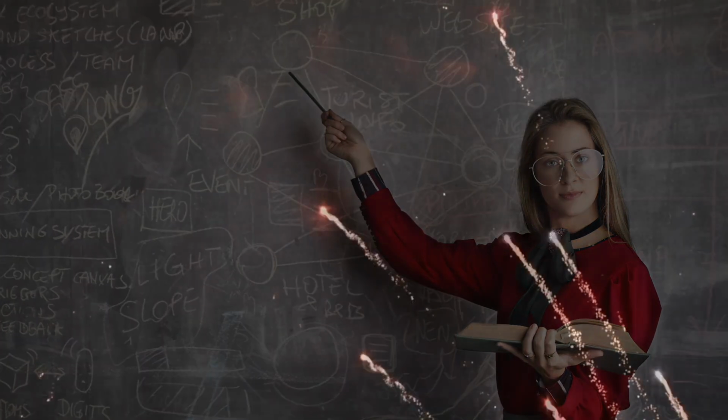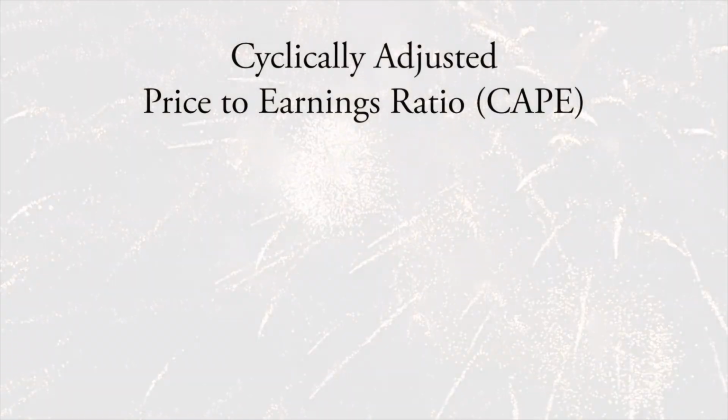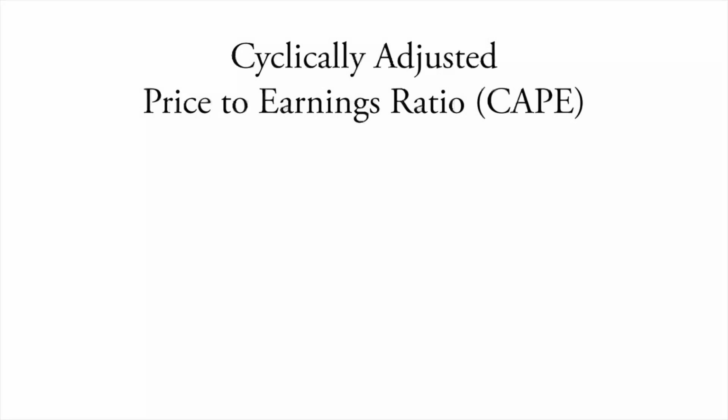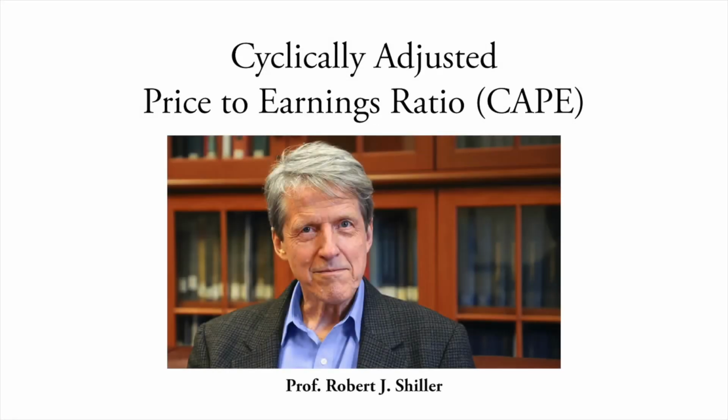I urge you to watch it till the end, because I have some charts to show that will blow your mind. The first indicator is called the cyclically adjusted price-to-earnings ratio. It is also known as the Shiller PE ratio after its inventor, Professor Robert Shiller from Yale University.